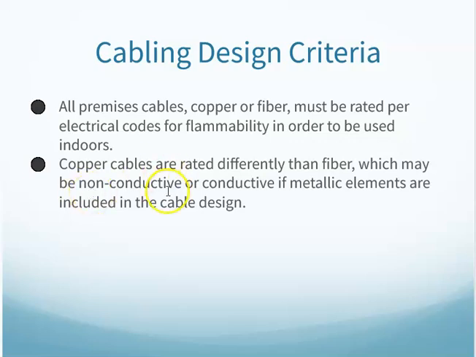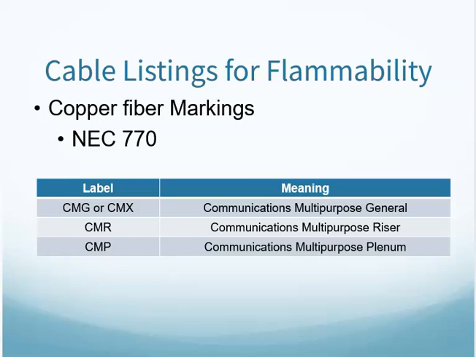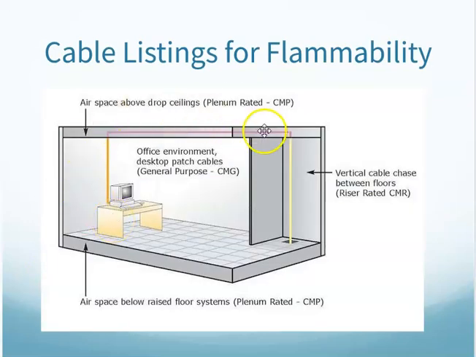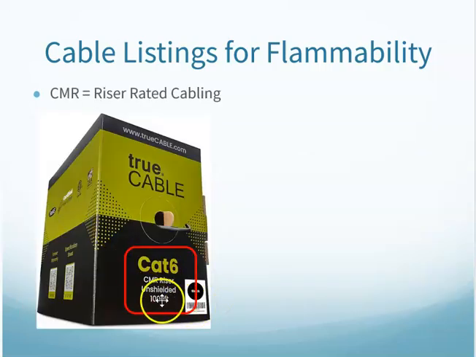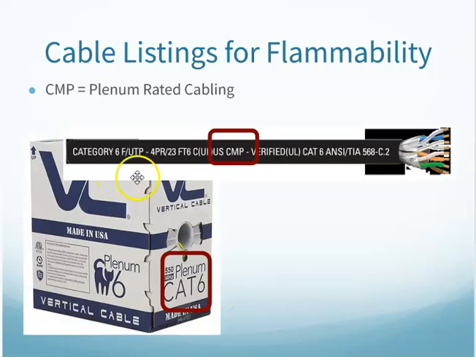Any cabling we're installing needs to meet your flammability codes. We've talked about this before, so this should be a good reminder. When we deal with copper cabling, we have communications multipurpose, general, riser, or plenum. Look at that last letter. And remember, anything installed above the ceiling would need to be plenum, between closets would need to be riser, and in the work area can be general. So if I look at the box or the cable, I can find out this is general, here is riser cable, and then here is plenum cable. Look at that last letter, and that'll be your clue.